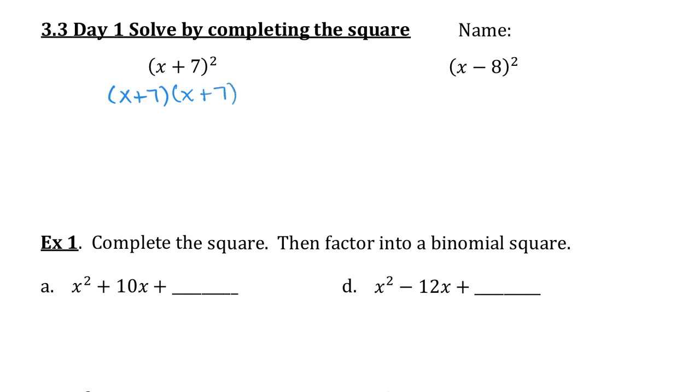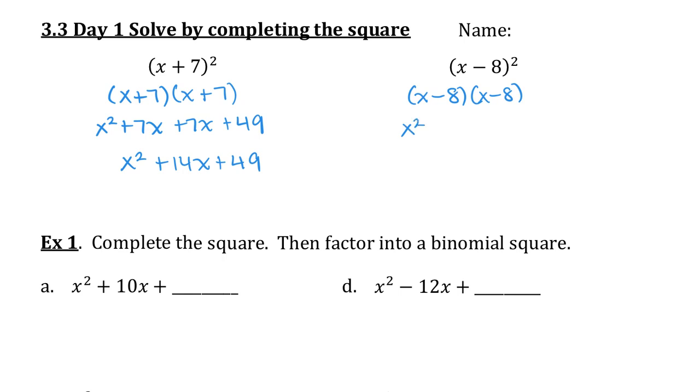Okay, x plus 7 squared is x plus 7 times x plus 7. Some of you can do that in your head. I'm going to do it out. 7x plus 7x plus 49. 7x and 14x. Okay, I'm going to go ahead and do the same for x minus 8. And if you multiply it in your head, I'm okay with that. Just be careful. Plus 64.